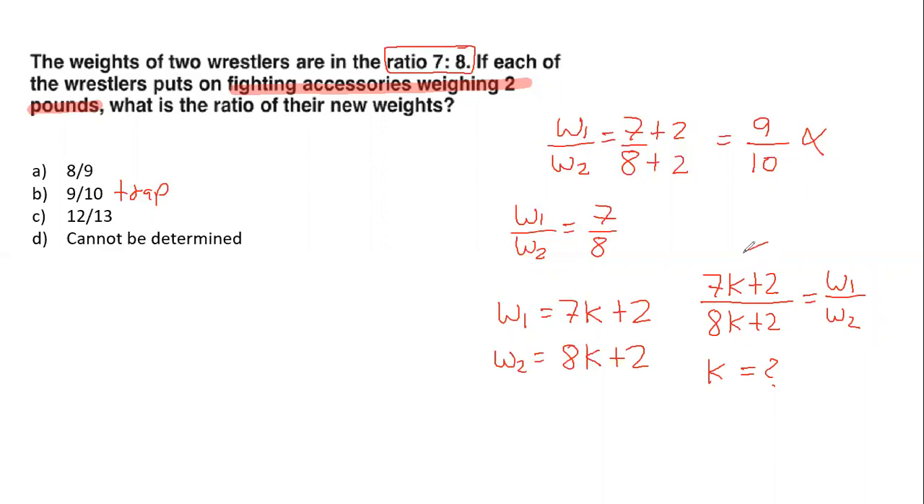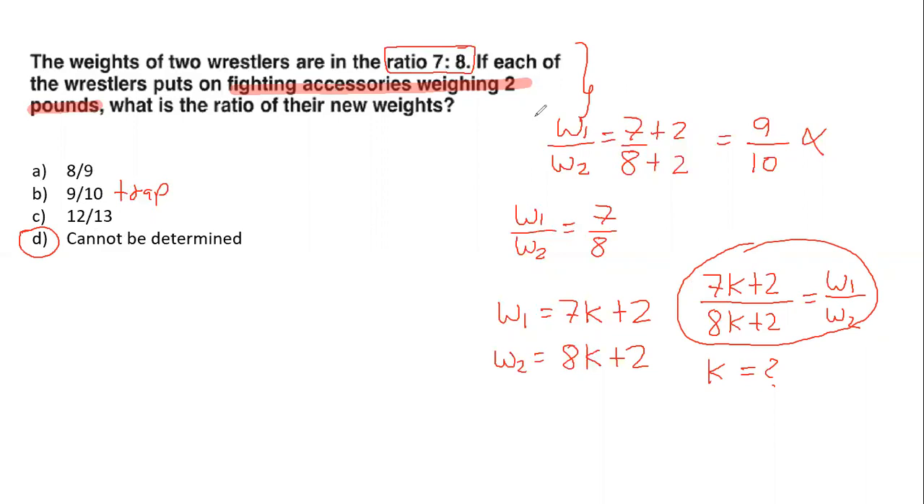Not really. I cannot figure out the new ratio unless and until I figure out K. And there is no information in the question which actually tells me the value of K. So K is missing, so I actually cannot determine the new ratio. It will always be in the form of a variable, that is 7K plus 2 divided by 8K plus 2.